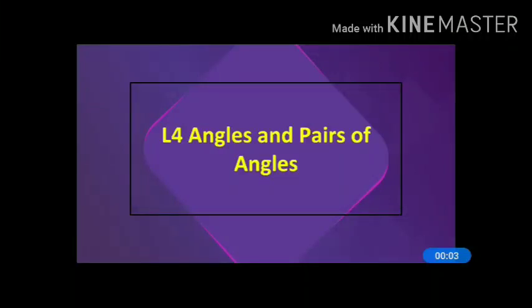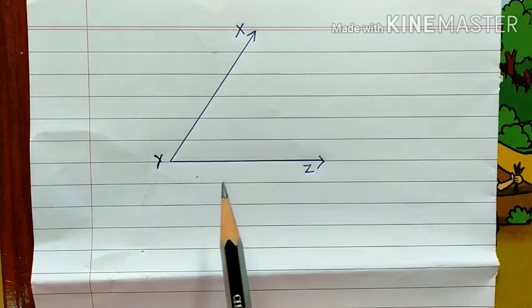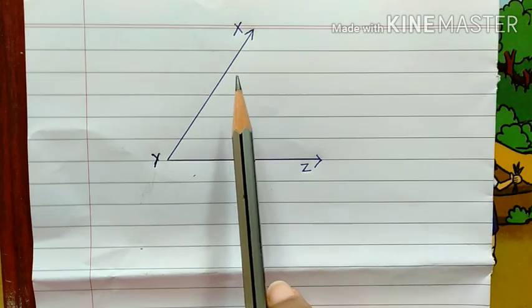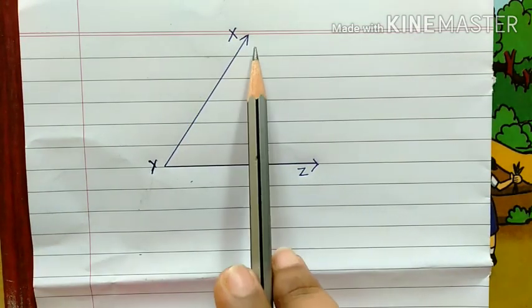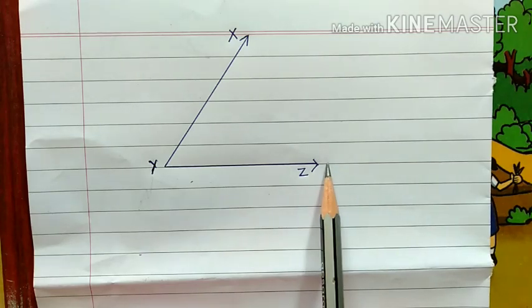Students, today we will be learning lesson number 4, angles and pair of angles. Let us recall angle. This is a diagram of angle XYZ.